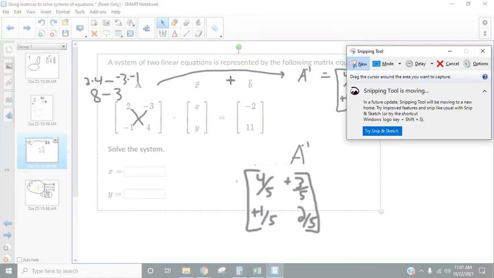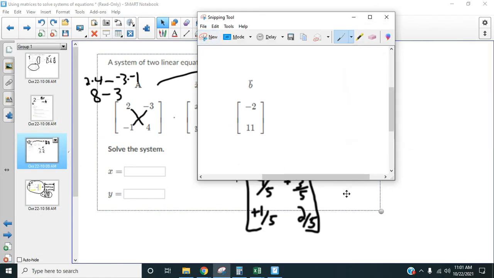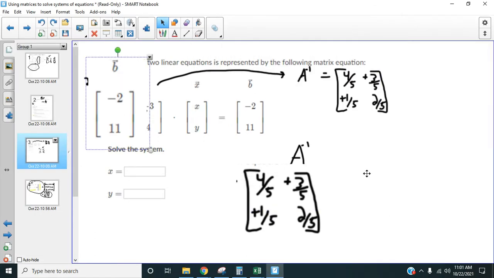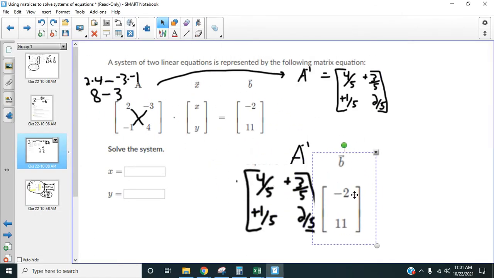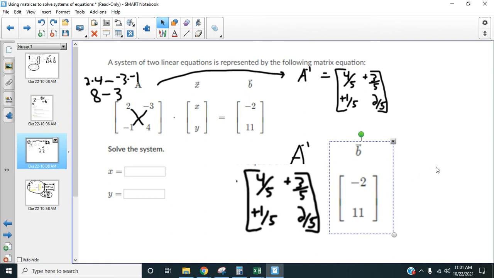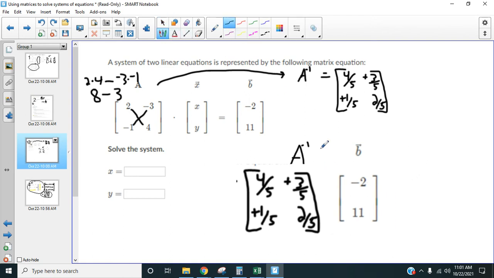Yeah, how would you do the inverse, I guess, of a what? 3 by 3. We're not going to do any inverses of 3 by 3. That's a little more complicated. Yeah, that's why they gave us that one. It's a little more complicated.